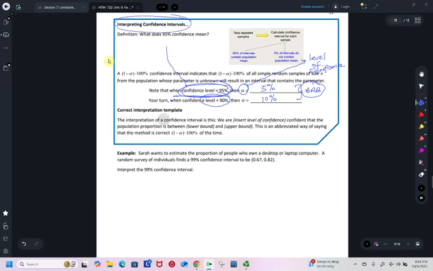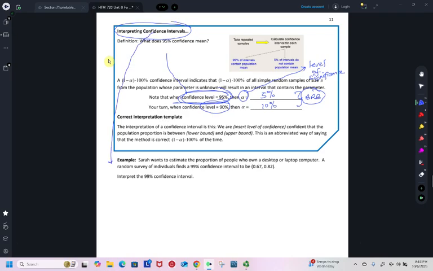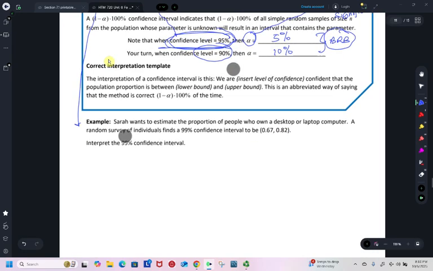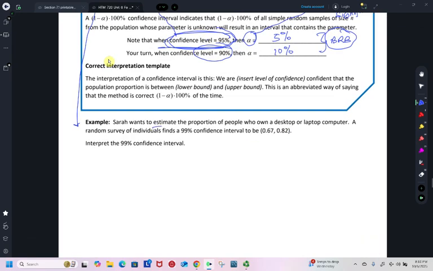Another thing that is very important is how to correctly interpret your results for a confidence interval. Take for instance Sarah, who wants to estimate the proportion of people who own a desktop or laptop computer. After collecting sample data from a random survey of individuals, she was able to find a 99% confidence interval going from 0.67 to 0.82. We are required to interpret this result.